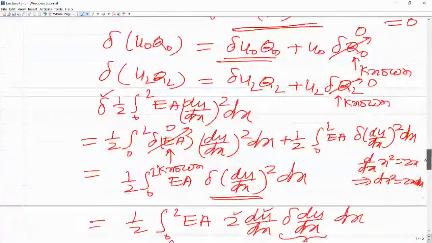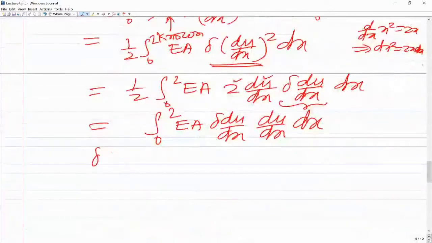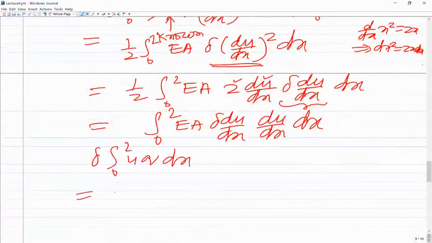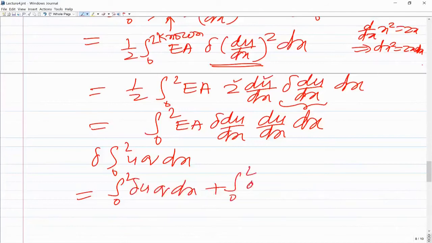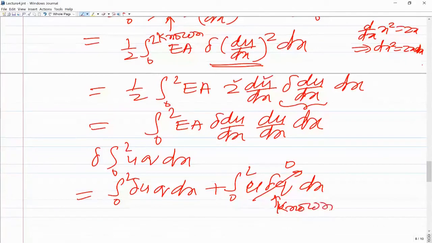And the last term now is delta of integral 0 to L u q dx. If you look at this, we can take the delta inside. So integral 0 to L delta u q dx plus integral 0 to L u into delta q dx. And now since q is a known quantity, this term is 0. So you have essentially integral 0 to L delta u q dx. That means what we have written here.